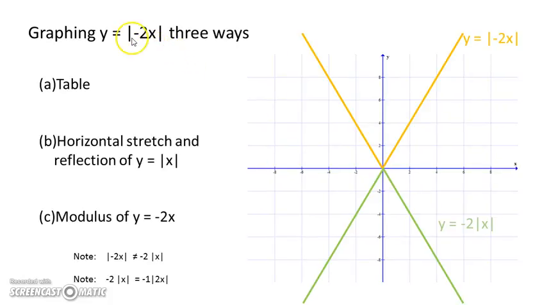Same thing with y equals absolute value of negative 2x. So abs negative 2x is the same as abs 2x, but here if you put the negative 2 outside, it flips it over. It's reflected in the x-axis. So whether you have the 2 inside or outside, the absolute value signs doesn't make a difference, but if you have the negative inside, it makes a huge difference.